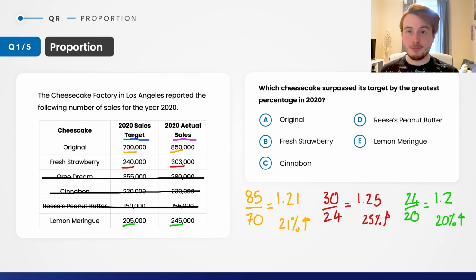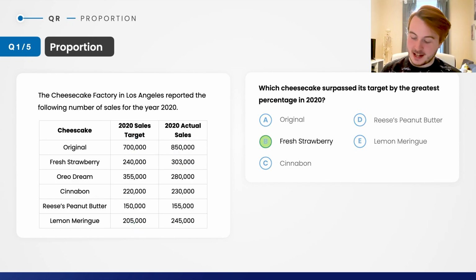So fab, surprisingly, as boring as it is, fresh strawberry is actually going to be the best cheesecake on the market. It looks like everyone's having a bit of a diet at the moment. But the answer is B, fresh strawberry.